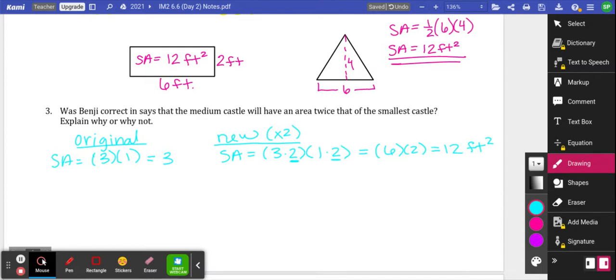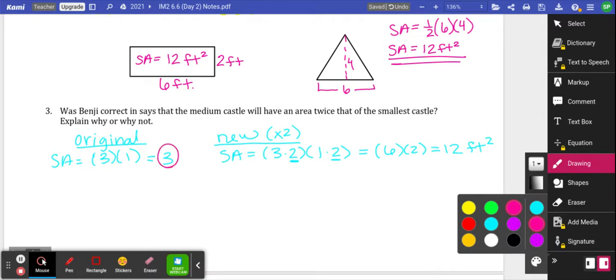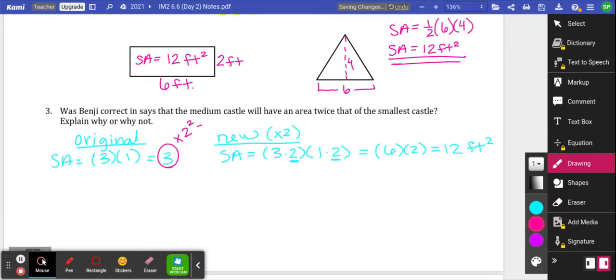So if we took our original surface area and multiplied by 2 squared, because we multiplied by an additional two 2's, then we would get 2 times 2 is 4. 4 times 3 would then give us 12. So that would be just a shortcut here. Let's make sure that shortcut works for the other figure, our triangle.